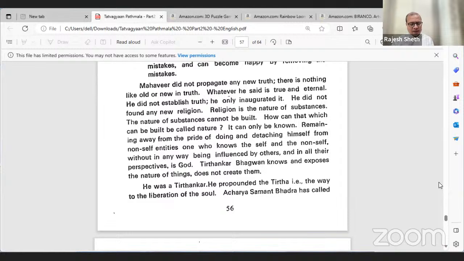Number 4, every creature is unhappy on account of his own mistakes and can become happy by removing the mistakes. So we are not blaming any other substances. We are not blaming the karmas. But here it is said that every creature is unhappy on account of his own mistakes. And he can become happy by removing the mistakes. So these were the preachings of Bhagwan Mahavir.